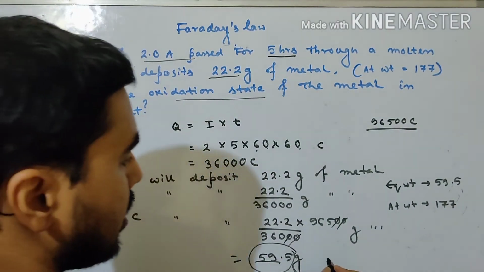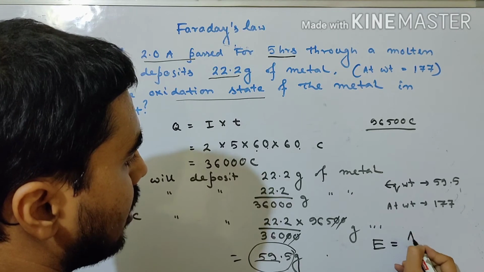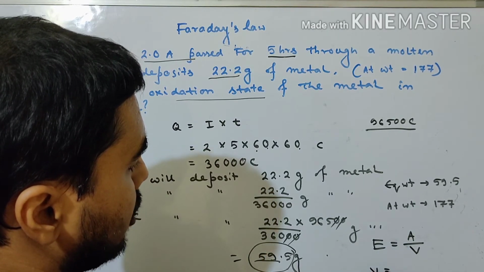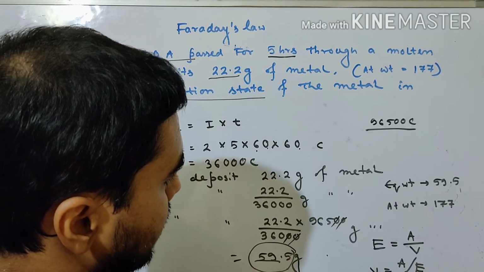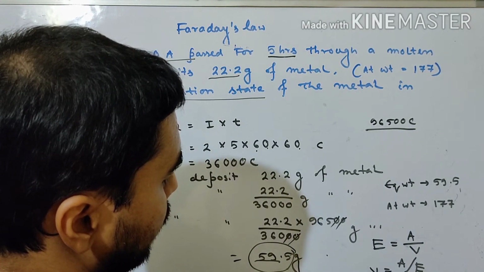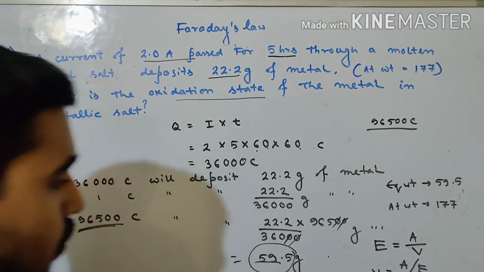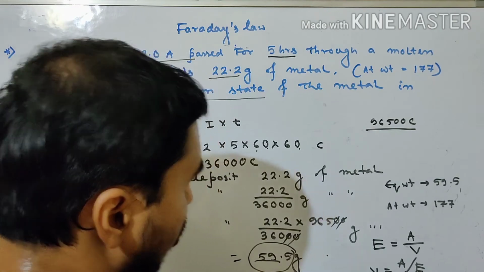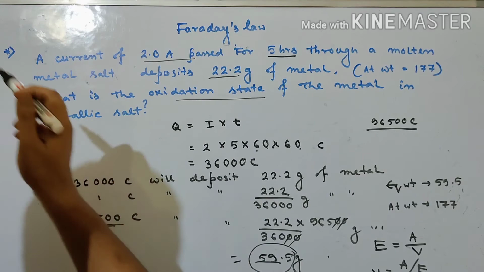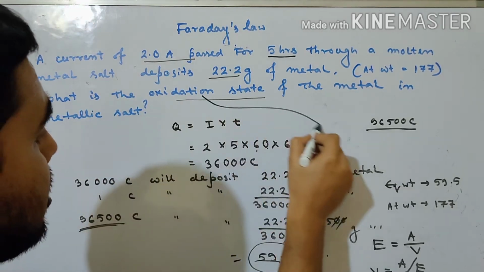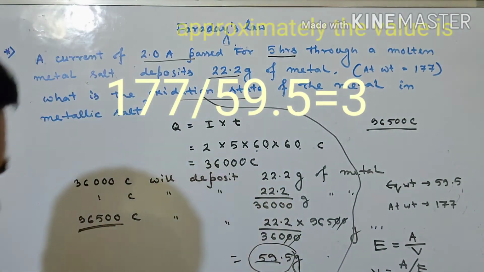Now we know that equivalent weight is equal to A by V. So V should be A by E. So that means 177 divided by 59.5, almost equal to 3. We are getting valency as a whole number almost equal to 3. So the valency will be 3. That will be the oxidation state, because the valency of this metal will decide its oxidation state.